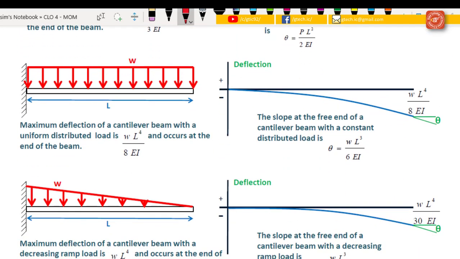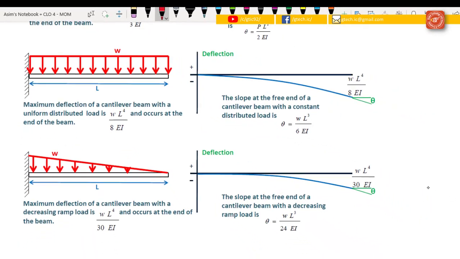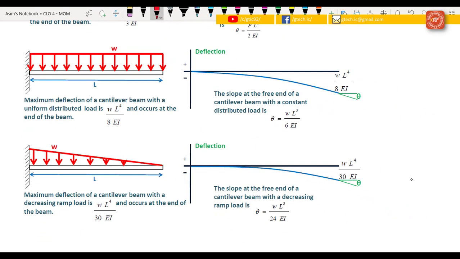We also did these things in our previous video lectures, and you can go through those videos. We can come up with these values: the maximum deflection occurs at the end of the cantilever beam while applying the uniformly distributed load or uniformly varying load, or you can say the ramp load. The maximum deflection and the maximum slope occur at the end of the cantilever beam. So you can go through these in the previous video lectures, or you can find these values from the beam deflection tables.